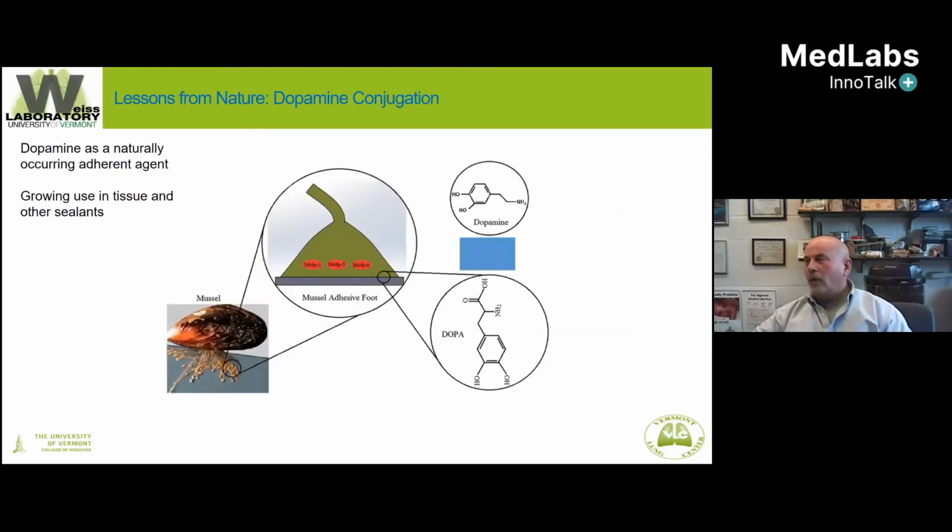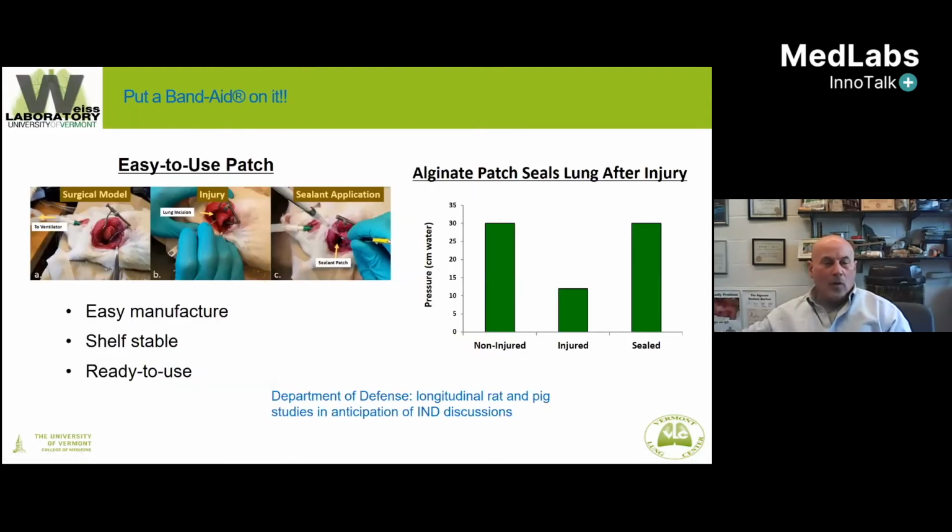And then we took a further lesson from nature, which is really cool stuff when you're trying to think broadly. And so mussels, the shellfish mussels here, you all know they have these tendrils on the tail end, if you will, that allow them to adhere to whatever rock surface they do. And in this schematic blow up of one of these tendrils, you can see this foot. And it turns out that the major adhesive or adherent compound is dopamine. Of all things, it's dopamine. And so it turns out that dopamine is a naturally occurring adherent agent, with growing use in tissue and other sealants. And so what we've done is conjugated dopamine to this methacrylated alginate, and we've come up with this easy to use patch.